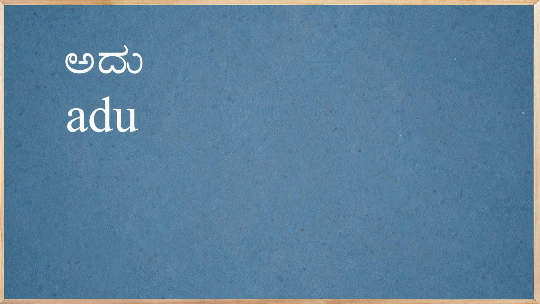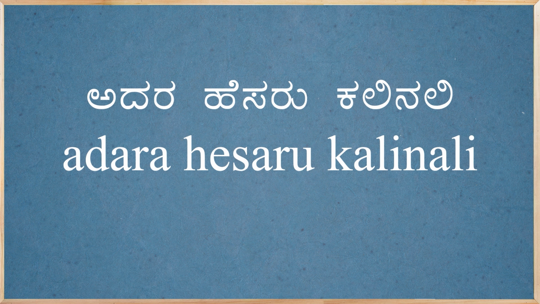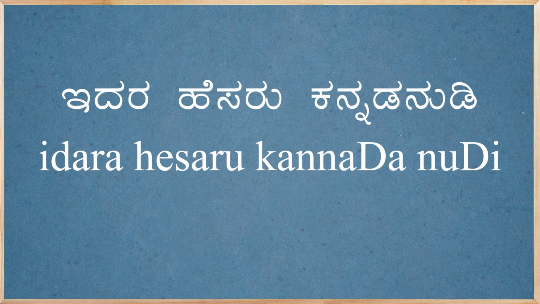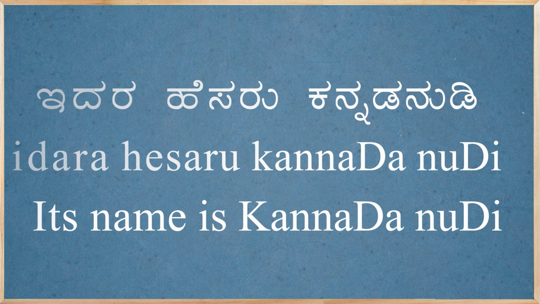To express possession, Adu and Idu change into Adara and Idara respectively. Example with Adu: Adara hesaru Kalinali. Its name is Kalinali. Example with Idu: Idara hesaru Kannada nudi. Its name is Kannada nudi.